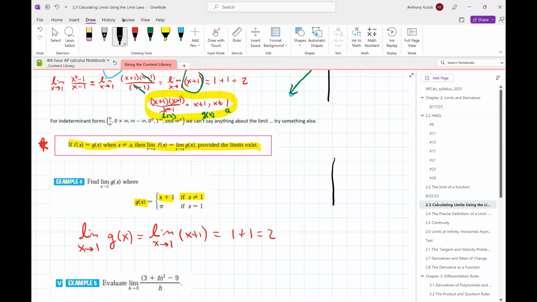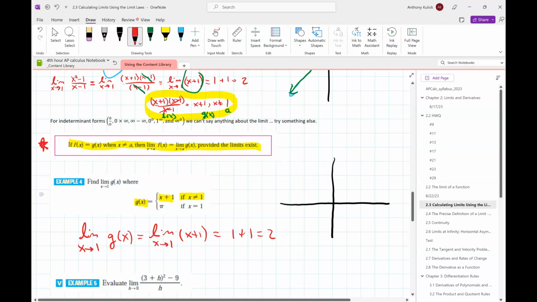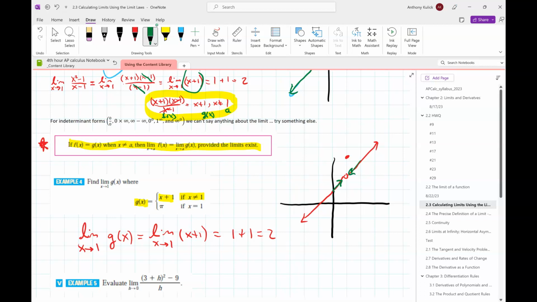If you wanted to think about this graphically, you could do that. Not hard to graph this without a graphing calculator, right? So we have our line everywhere but at 1. It just looks like the line y equals x plus 1. And then at 1, we have the point 1 comma pi. What's the limit as x approaches 1 of this? Two. Does it matter that at 1 it evaluates to pi? No. Does that feel okay?